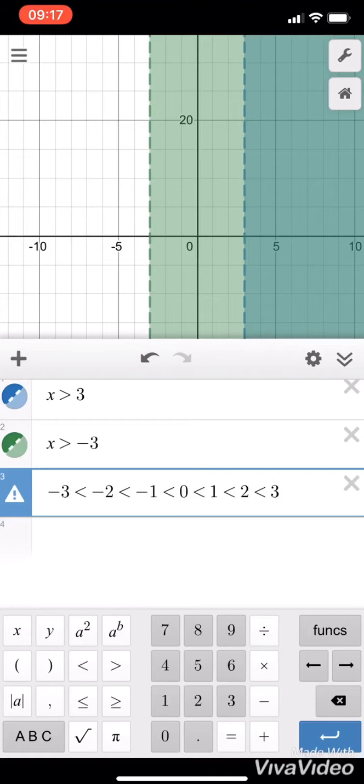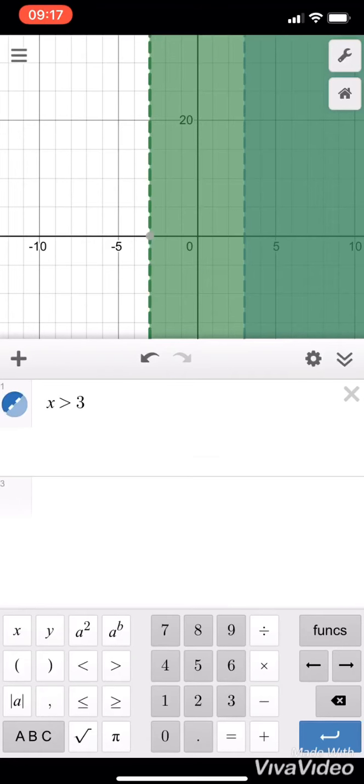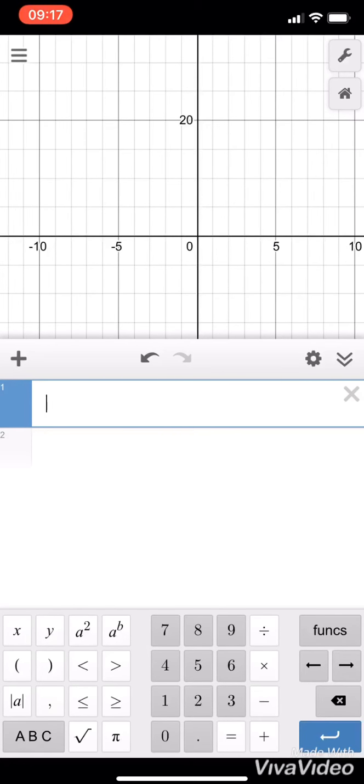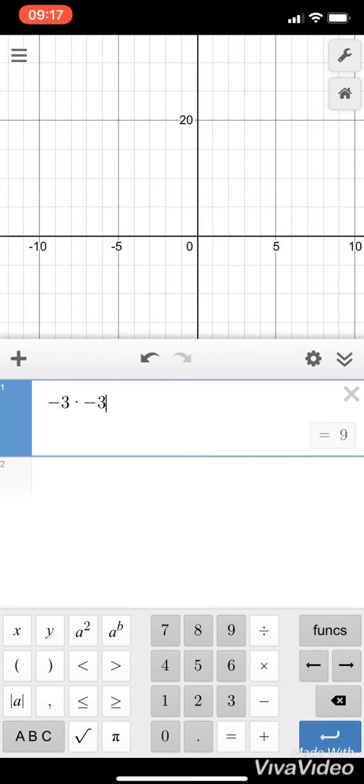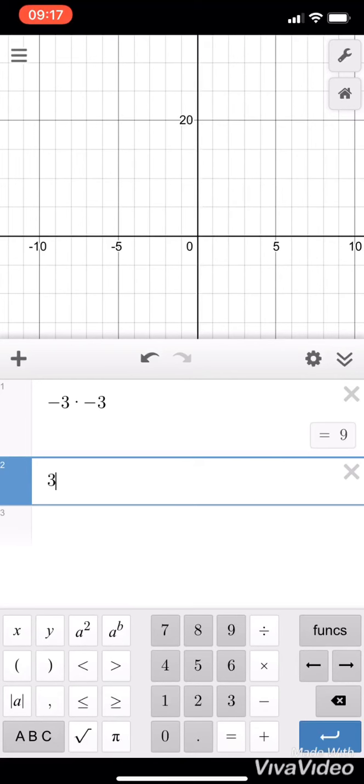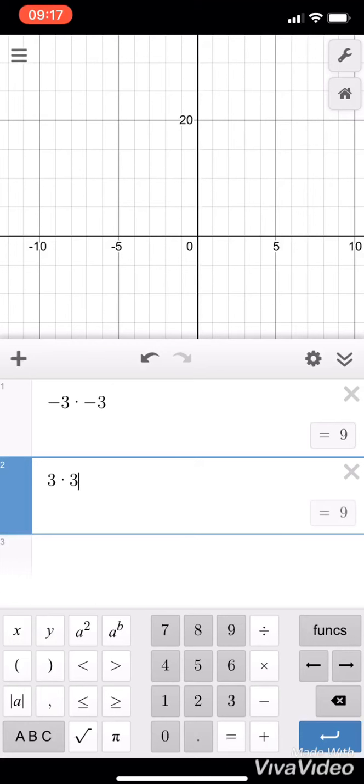So, what are other things we can do with inequalities and negative numbers? Well, here's something interesting. Did you know a negative number times a negative number is the same as a positive number times a positive number? What? That doesn't make much sense. Well, it's kind of because of this.